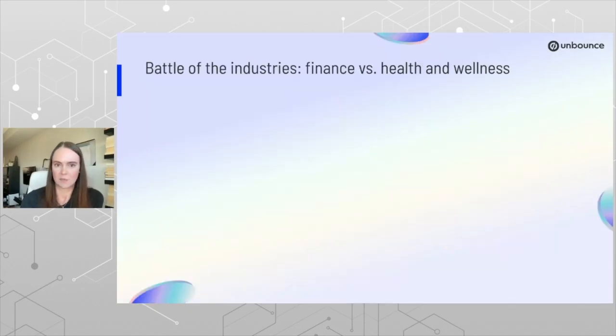So let's dive a little bit more into this industry-specific data. We're going to start with a bit of a battle of the industries. We're going to look at financial services versus health and wellness, and we're going to look at mobile versus desktop traffic and the conversion rates from those devices.